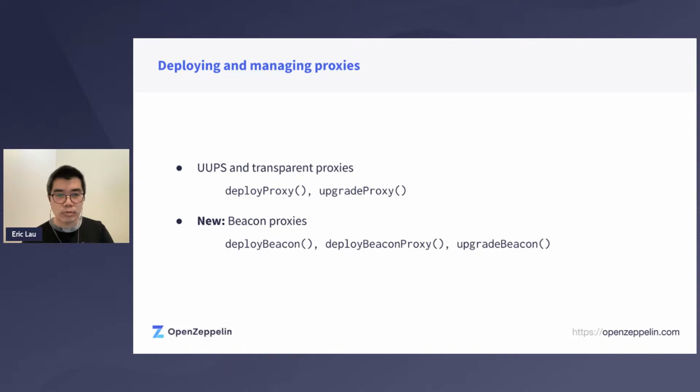So these plugins provide a number of different functions that you can use. For UUPS and transparent proxies, which have already been available in the plugins, you can use the deployProxy and upgradeProxy functions. In the latest version of the plugins that we recently released, we've also added support for Beacon proxies. And Beacon proxies are used through a different set of functions, which are deployBeacon, deployBeaconProxy, and upgradeBeacon. And I'll briefly talk about what these functions do.